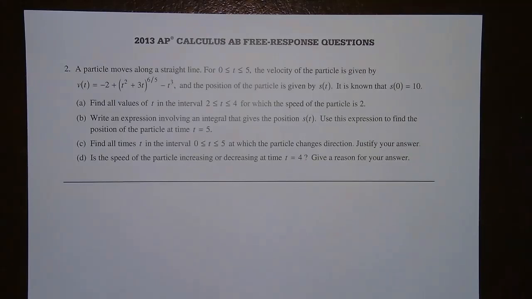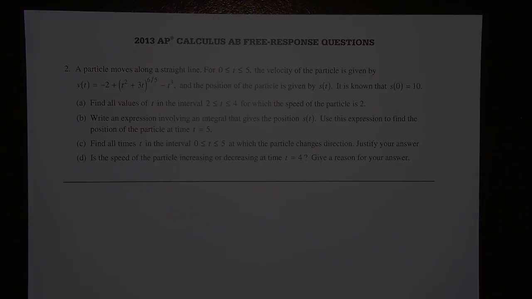Find all values of t in the interval 2 to 4 for which the speed of the particle is 2. So the speed of the particle is the absolute value of the velocity, okay? That's speed. So we want to set that equal to 2 and solve it, okay? So let's go to our paper and let's write that out.